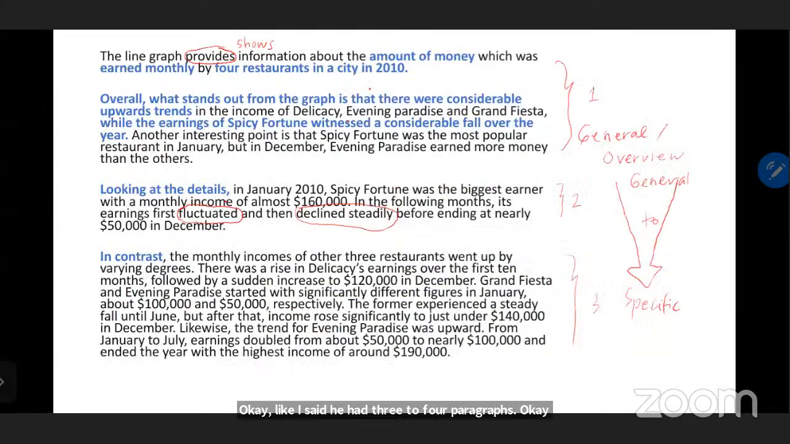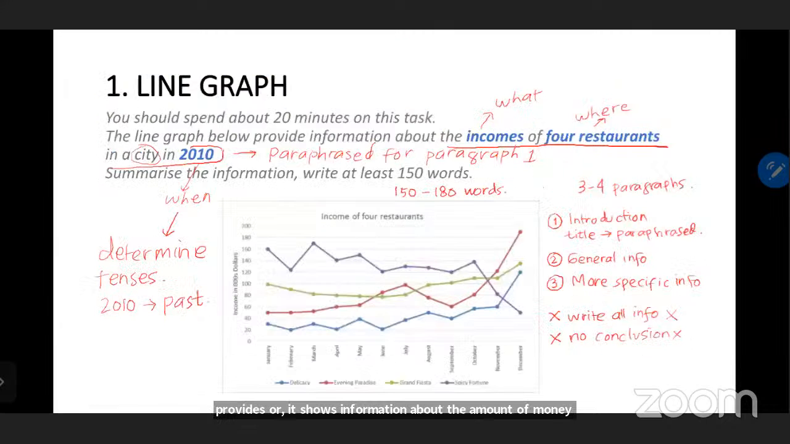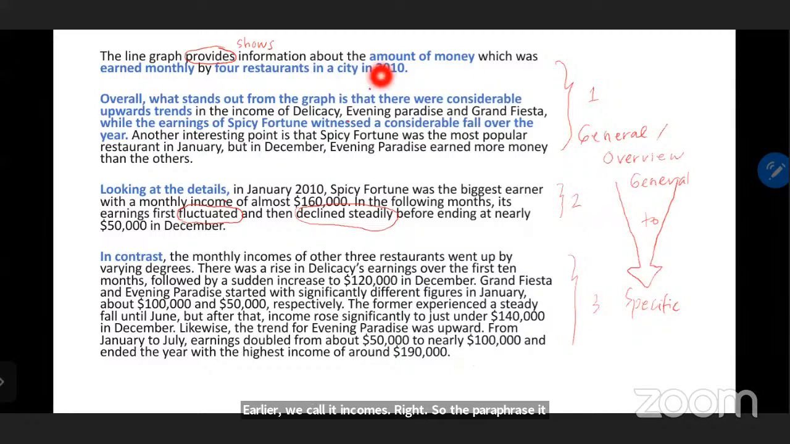Okay, let's say in paragraph 1, they say that the line graph provides or it shows information about the amount of money. Earlier, we call it incomes, right? So they paraphrase it, change the vocabularies. The amount of money which was earned monthly by 4 restaurants in a city in 2010. Same information, but different words. That's paraphrasing.